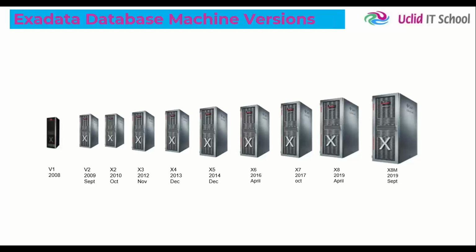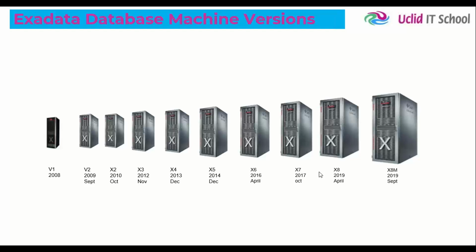So what is the difference between each version? In general, a higher version will come with high-end hardware. For example, X8M is the latest version compared to the X8 version, its predecessor. X8M hardware is more powerful hardware. So in X8M, you will have more CPU, more memory, more storage, more network bandwidth compared to X8.